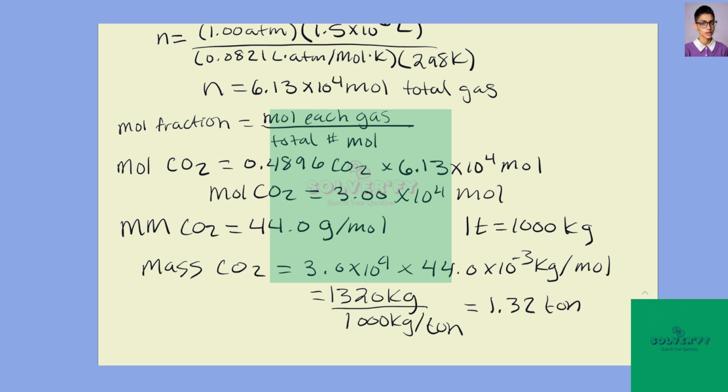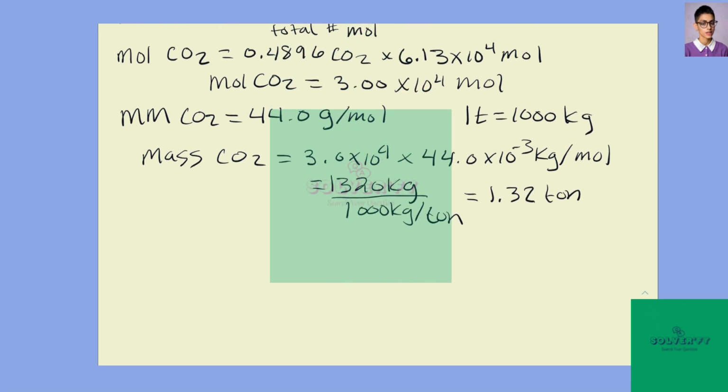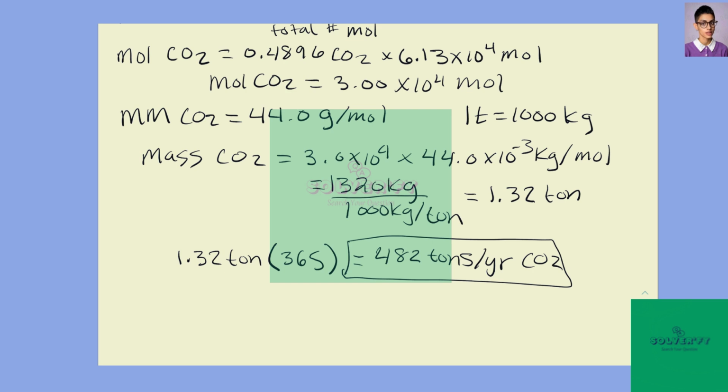So we have 1.32 tons, and they want us to find out how many tons are emitted in a year. So we're going to take 1.32 tons, and we're going to times that by 365. So this is going to equal 482 tons per year of CO2. And that is how many tons of CO2 would be produced per year.